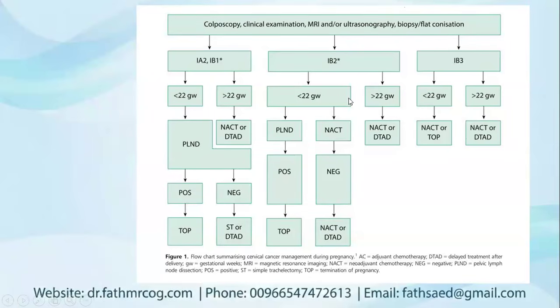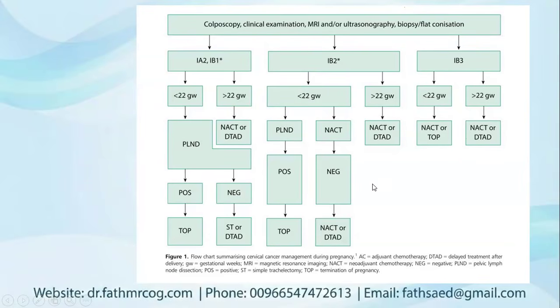Cancer. Here, if less than 22 weeks and the pelvic lymph node is positive, better to terminate because it's still early. If you choose, you can do pelvic lymph node dissection or neoadjuvant chemotherapy. If negative, neoadjuvant chemotherapy or delay the treatment till after delivery. If more than this, neoadjuvant chemotherapy or delay. Or if the patient is beyond that, more than 22 weeks, it will be treatment and delay.